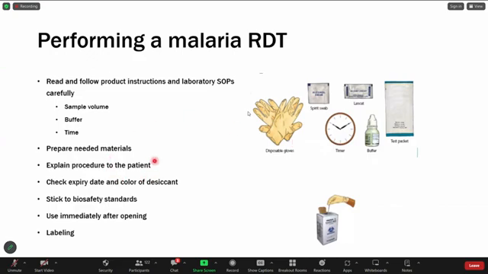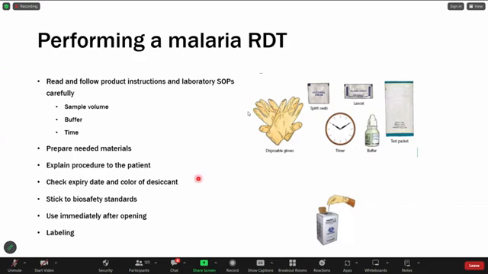Then we need to make sure that the materials we need to conduct the test are there. For example, disposable gloves, swabs, and what have you. Then we should explain the procedure to the patient. Then we should check the expiry date of the RDT before we conduct the test. Also, it is advisable after checking the expiry date, we also check the color of the desiccant. This desiccant should be colorless or white.